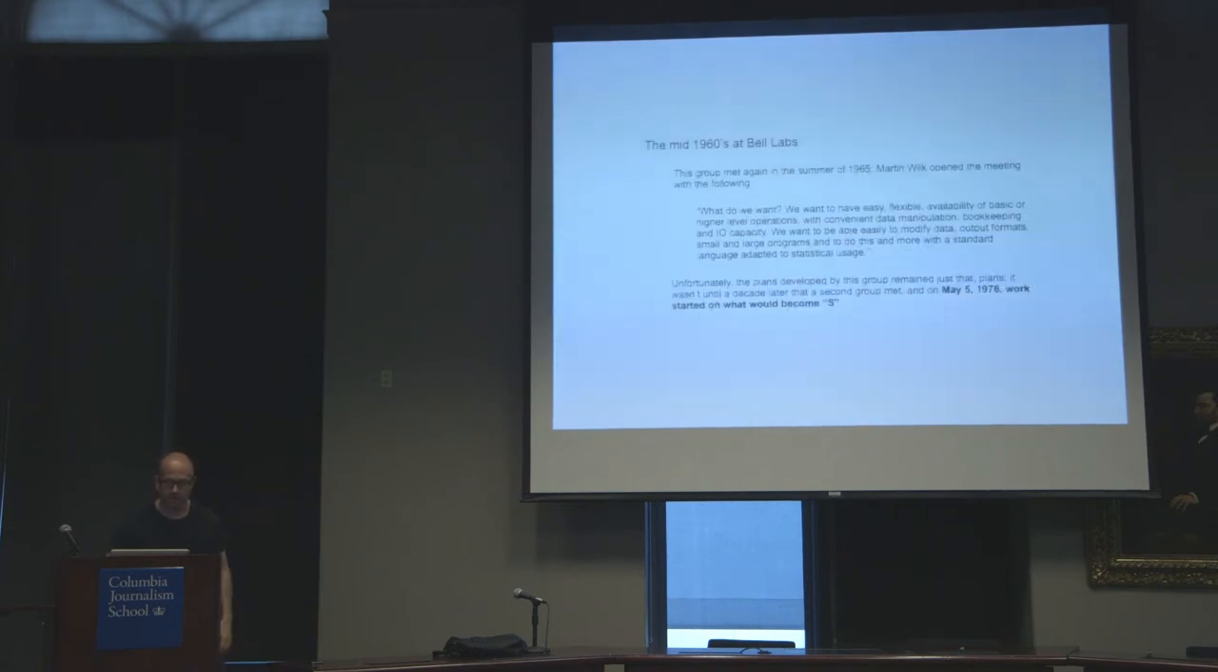And I'll let you read the text. So in the end, this group of statisticians met and said, what would we like the computer to do for us? And what do we want? We want easy, flexible, available basic or higher level operations, convenient data manipulation, bookkeeping and input-output (I/O) capabilities. We want to easily modify data, have a large number of output and input formats, and then have a language that's adapted to statistical use. All that work then started to take shape in the mid-70s and would become a language called S.